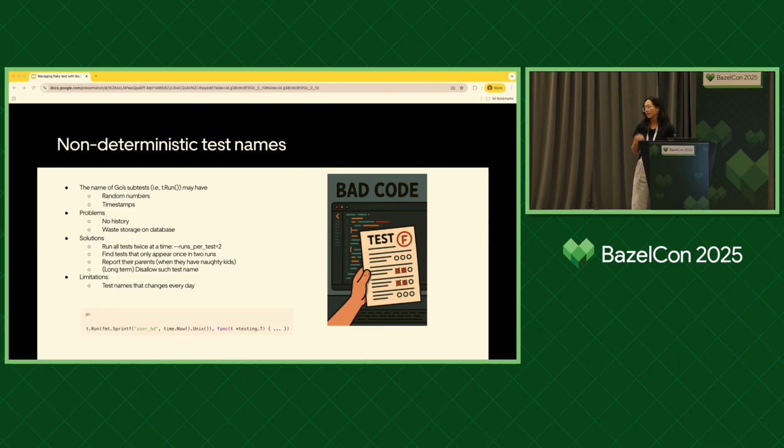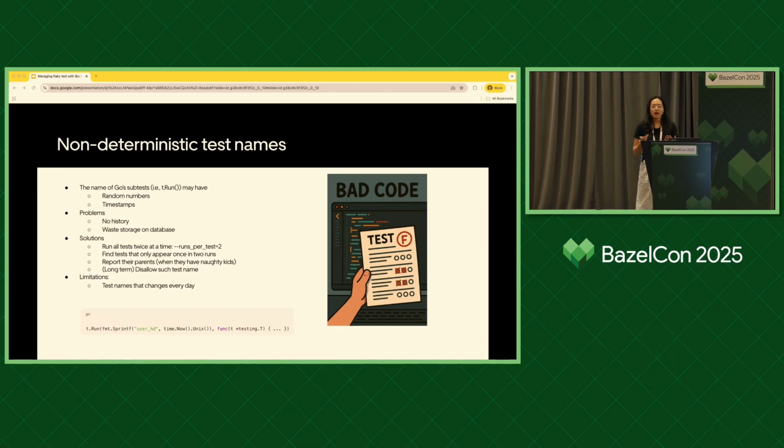A test scenario that might escape this situation is a test with a name that changes every day. So if it runs today, then we'll probably report it because it's the same test. The test result will appear twice. Well, if it runs tomorrow, it's going to be a different test.